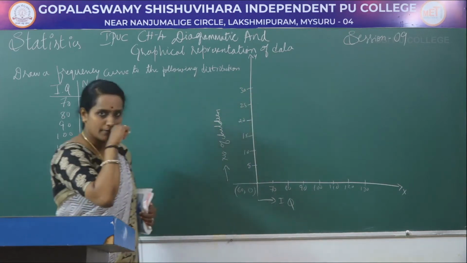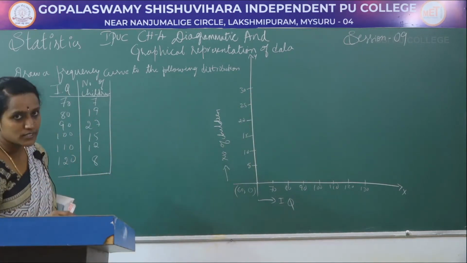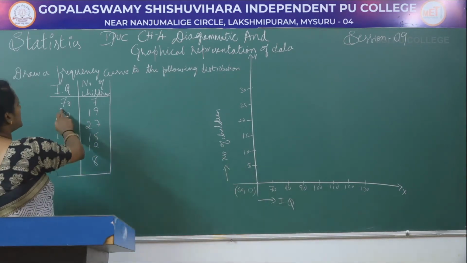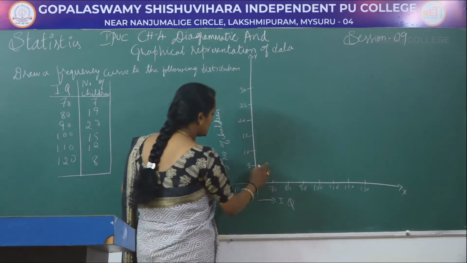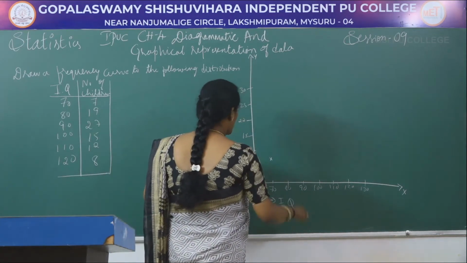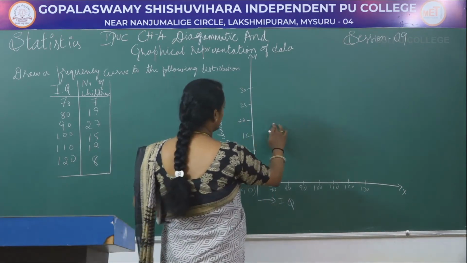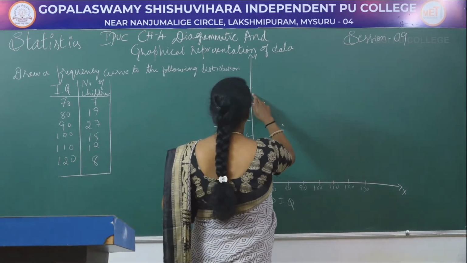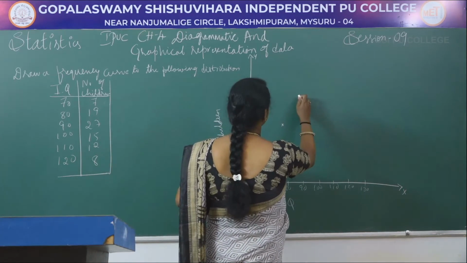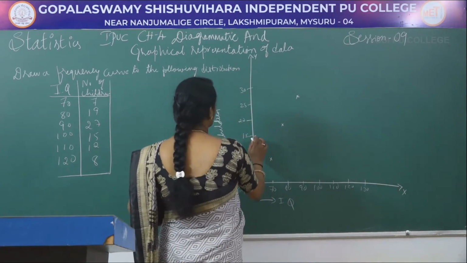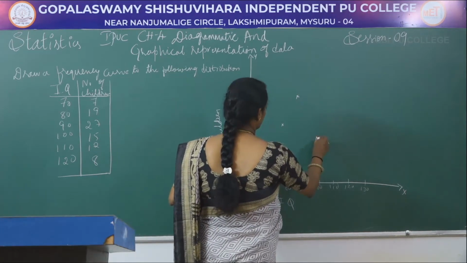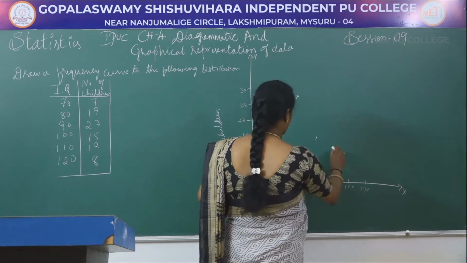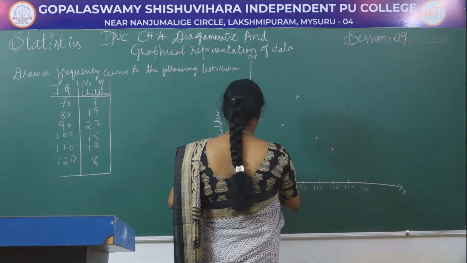Okay. Now I am going to plot the points, not the histogram. We are just plotting the points. For 70, number of children is 7. Next, for 80, it is 19. Next, 90, it is 27. Next, 15. Next it is 12, for 110 it is 12 and last one is 8.